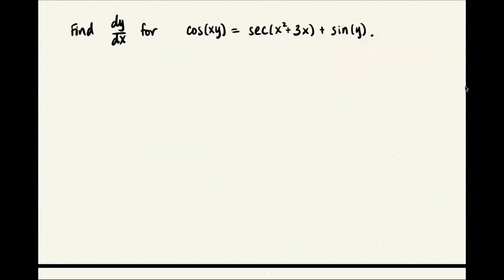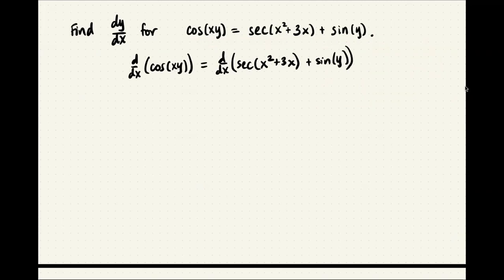Okay, so let's go ahead and do this. We're going to differentiate both sides of the equation. So I'm going to take the derivative of cosine xy, and I'm going to take the derivative of secant(x squared plus 3x) plus sine y. Over here on the left, I need to decide what derivative rule to use. Well, I have a cosine, and then I have things inside the cosine. So I'm going to start out with using a chain rule for this one.